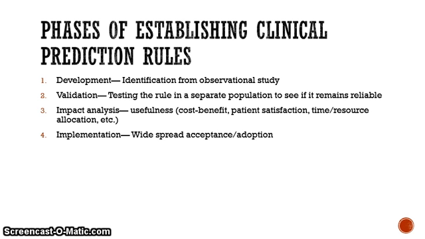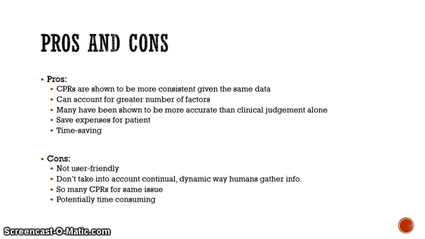Phases of establishing clinical prediction rules. So there are 4 of these. The first being development, which is just identifying them from an observational study. Second would be validation, testing the rule in a separate population to see if it remains reliable. The third would be impact analysis, the usefulness, and then finally the implementation, which is just the widespread acceptance and adoption of this practice.